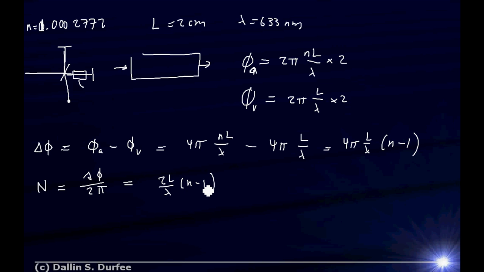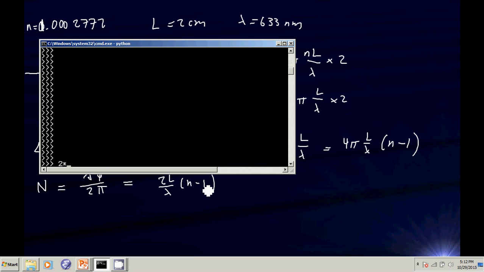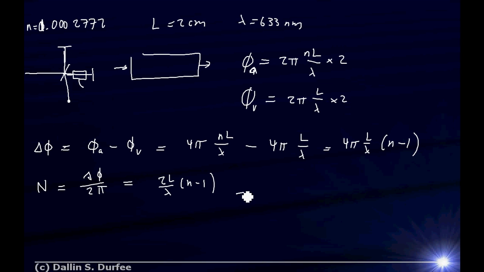Alright? So now we can plug things in to Python. So we have 2 times L. L is 2 centimeters. So 2 times 10 to the minus 2 times (n minus 1), which is 0.0002772. And then I divide that by my wavelength, which is 633 times 10 to the minus 9 meters. And I get 17.5 dark fringes. So it'll go from a dark fringe to another dark fringe 17 times and then go halfway. So it'll end up on a bright fringe as I pump the air out.